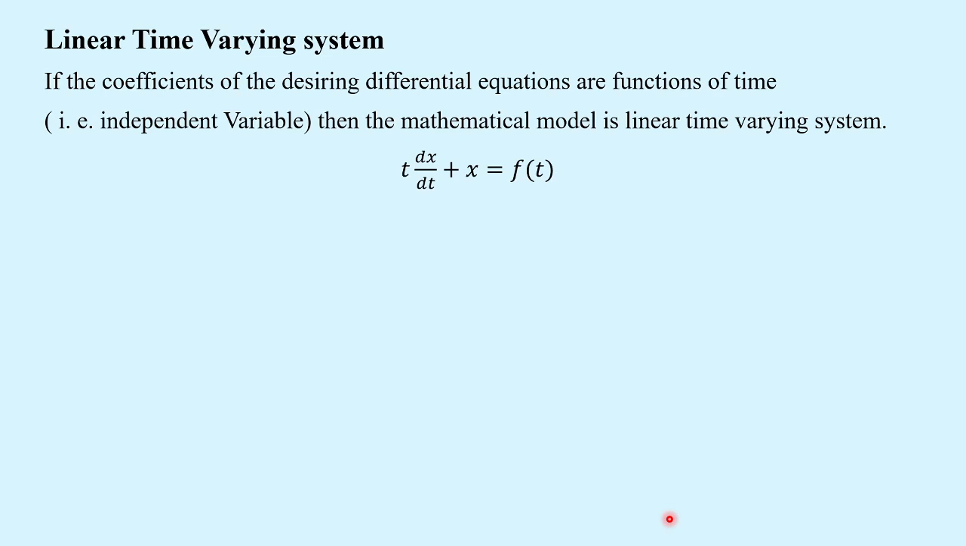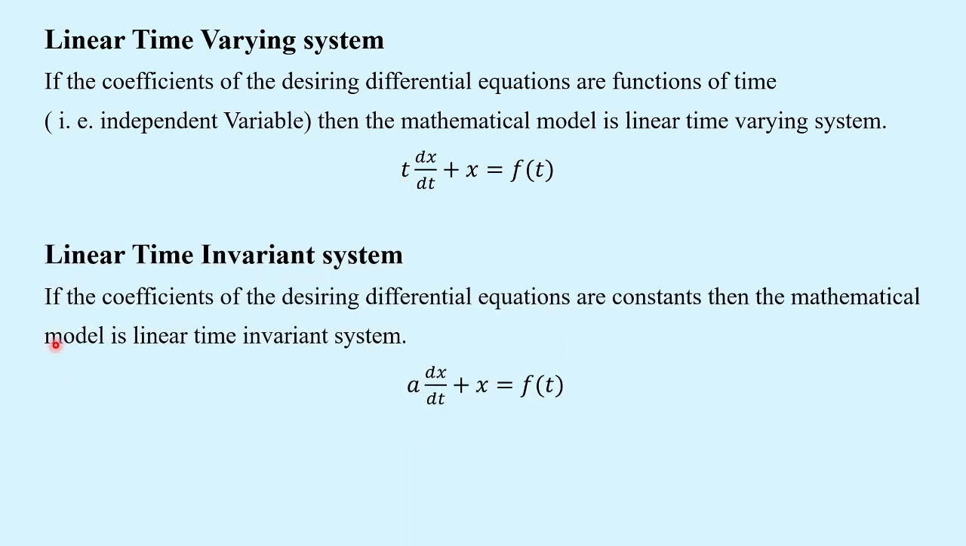Now the mathematical model is linear if the differential equation describing it has coefficients which are either constant or functions of independent variable. Now here linear time varying system, this differential equation contain the coefficient, this coefficient of the dx by dt is the independent variable, therefore this is the linear time varying system. Now, linear time invariant system, if the coefficient of this differential equation, that means this derivative term dx by dt, is constant value, then we call this as linear time invariant system.